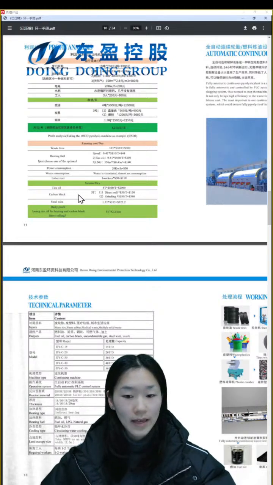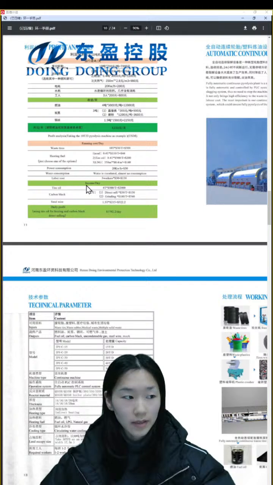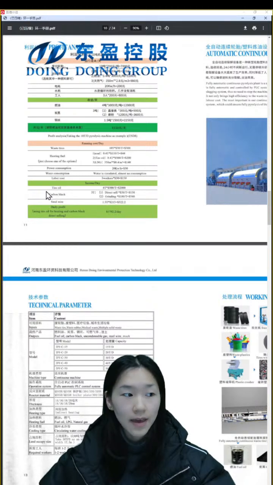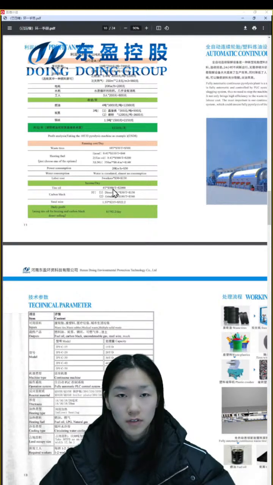And this part is the income per day we can obtain. The first product is tire oil. If the price of tire oil is 500 per ton, you can get 4 tons of tire oil from 10 tons of waste tires. So you can get a profit of around $2,000.